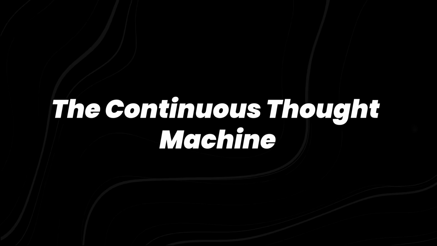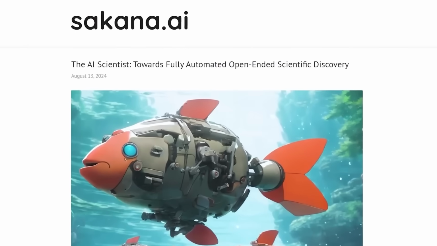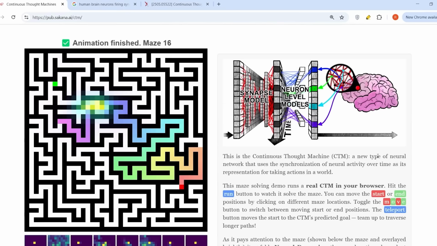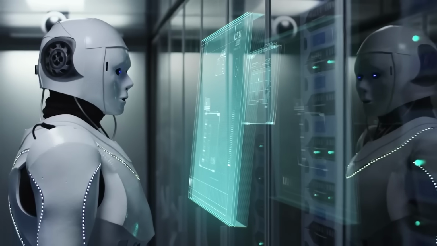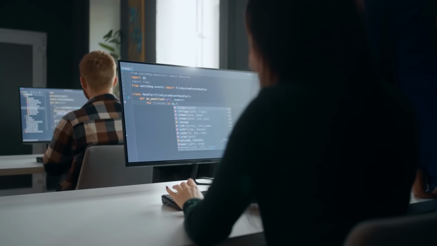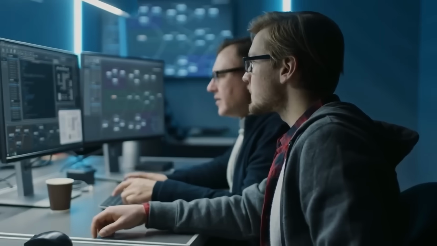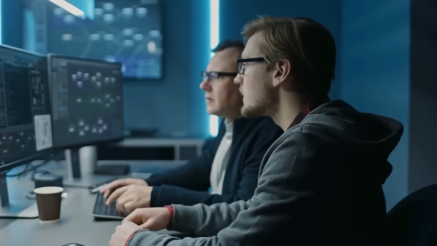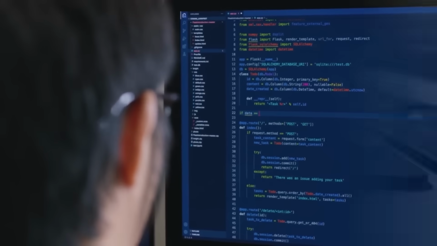The Continuous Thought Machine. In May 2025, a Tokyo-based startup called Sakana AI introduced a new architecture called the Continuous Thought Machine, or CTM. The company was co-founded by two AI researchers who were deeply involved in building the original Transformer itself, Llion Jones and David Ha, both former top scientists at Google. This isn't just an incremental change. CTMs are built on a fundamentally different philosophy.